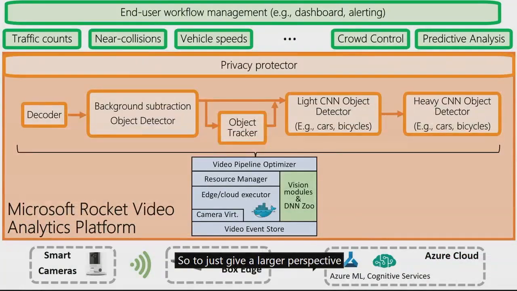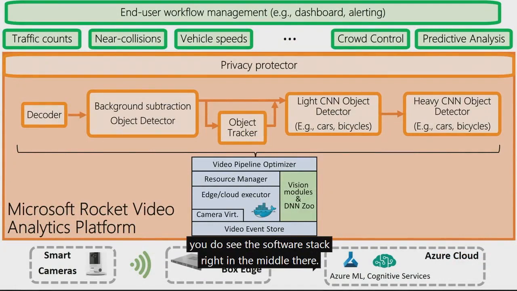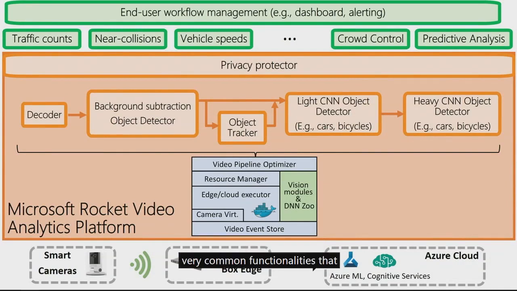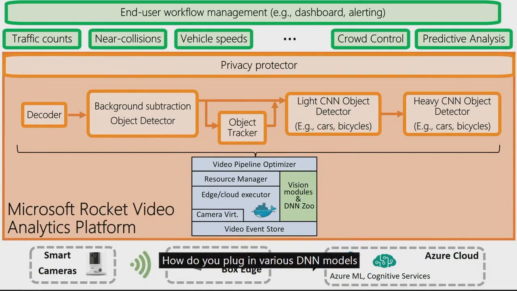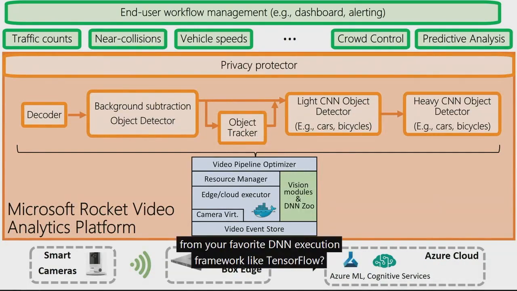So to give a larger perspective of what the Video Analytics stack exposes, you do see the software stack right in the middle there. But on top, we make it easy for you to have very common functionalities that all video analytics applications want, which is a way by which we can do easy filtering and getting all the moving objects in a frame. How do you decode all the frames in a video? How do you track the objects across the different frames? How do you plug in various DNN models from your favorite DNN execution framework like TensorFlow? And how do you put all of these together so that you can construct your application needs?